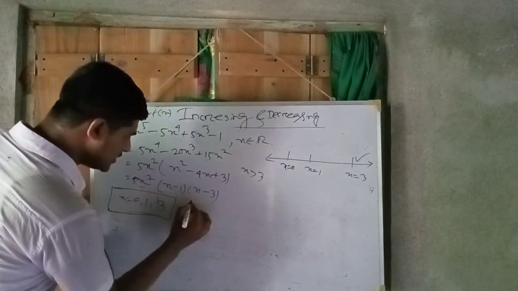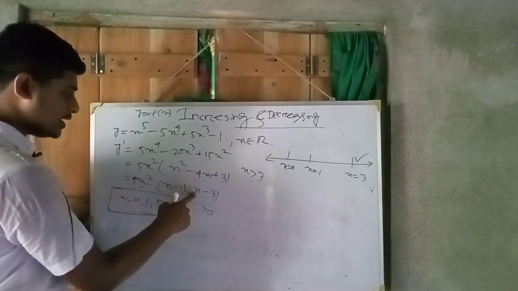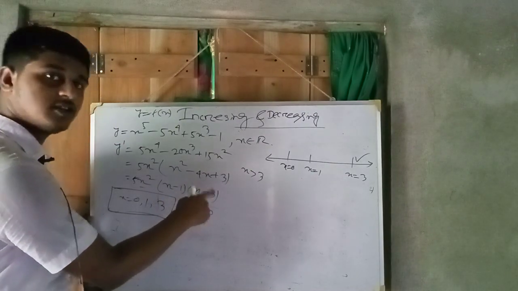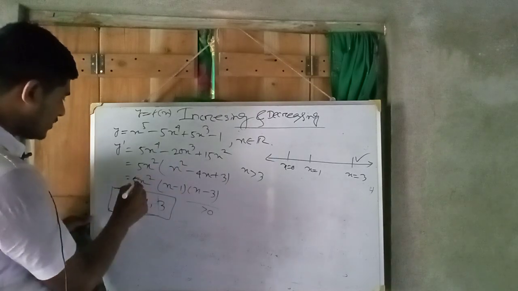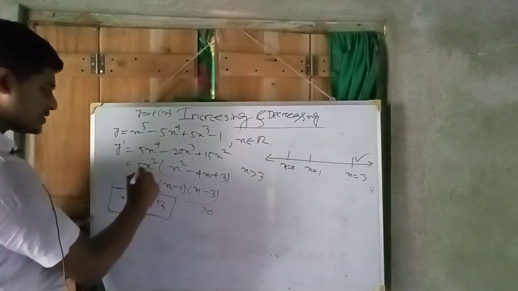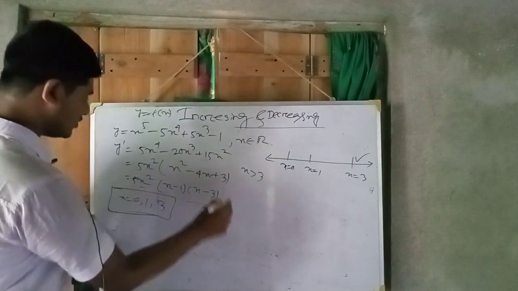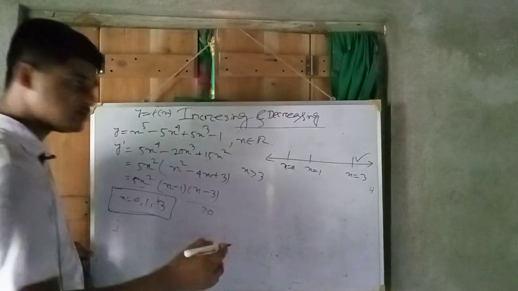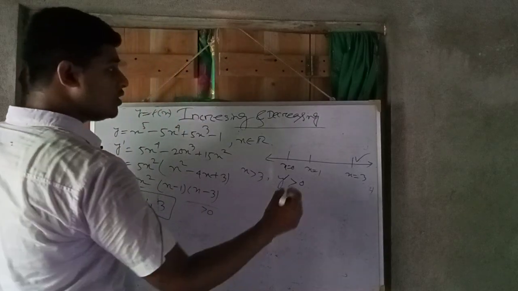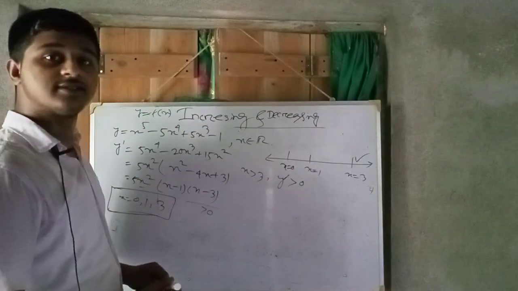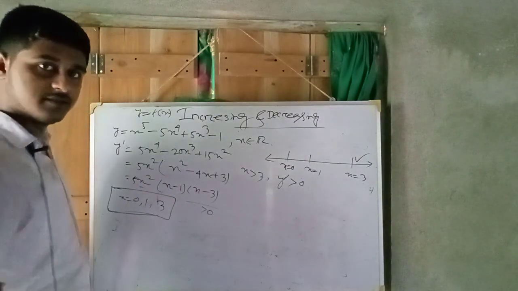When x is greater than 3, that is actually x minus 3 is positive, because a more than 3 number minus 3 is positive, and x minus 1 is also positive, and 5 into x square, this is the x square term, that is square term is always positive. So actually positive into positive into positive, so this is positive. So y dashed is greater than 0. So for x greater than 3, y dashed is positive.